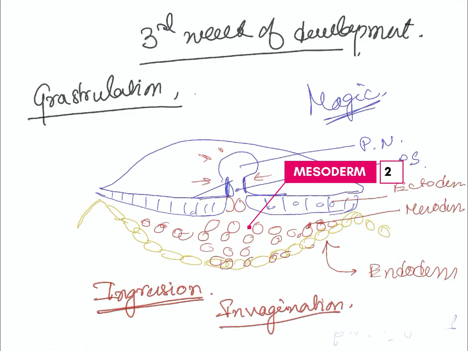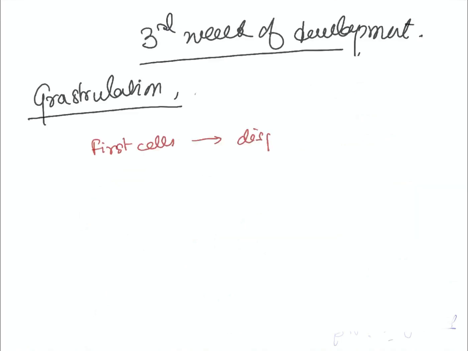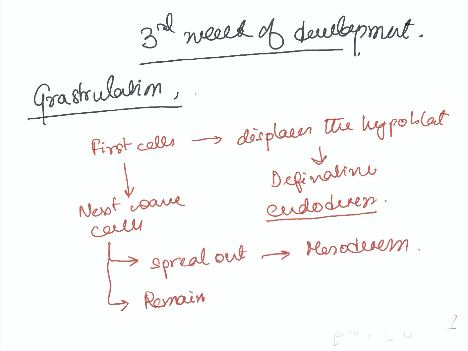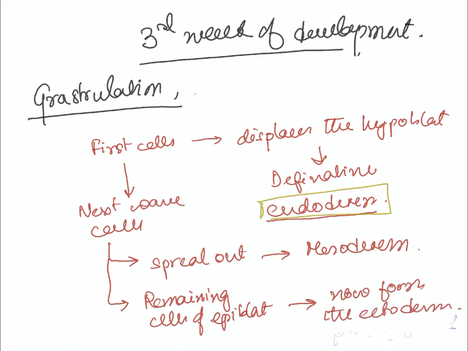So let's see how it forms. The first cells displace the hypoblast and form the definitive endoderm, and then the next wave comes and they spread out and form the mesoderm. The remaining cells of the epiblast form the ectoderm. So these are the three layers: endoderm, mesoderm and ectoderm.